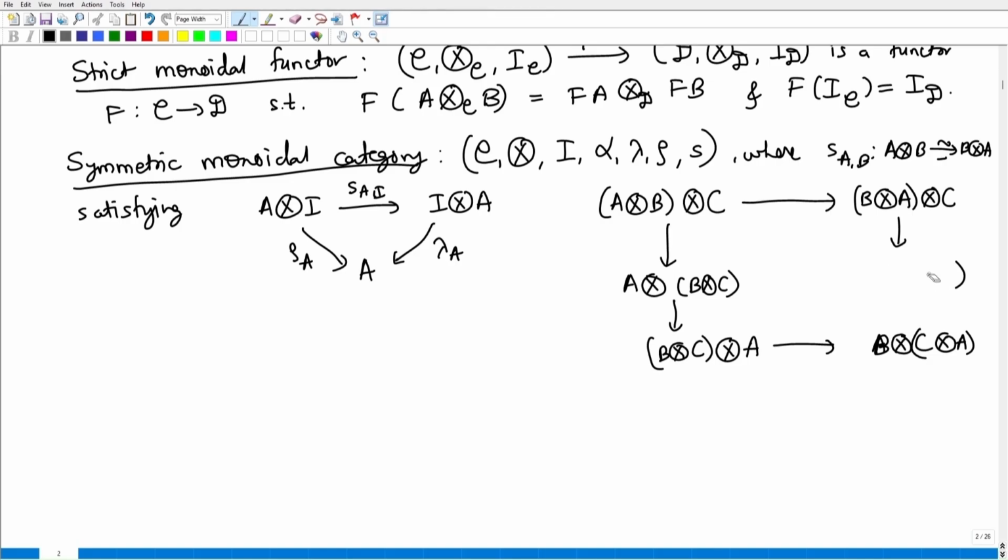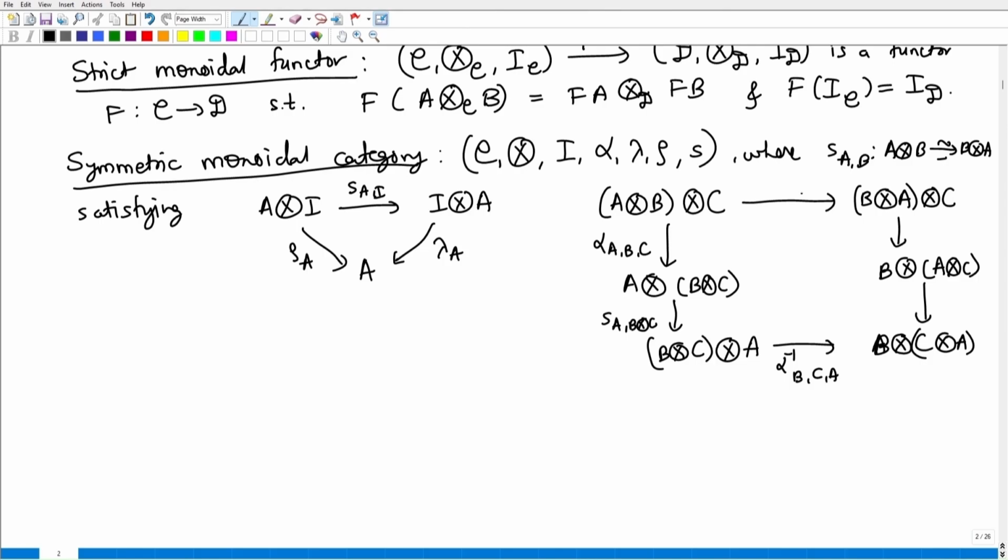Sorry, I think I have made a mistake here. I should have said something different. Here B and AC, and from here we are coming to this. So this is alpha_ABC. Then this one is S_{A, B tensor C}. Then this is alpha inverse. It looks like alpha inverse, right? Alpha inverse_BCA.